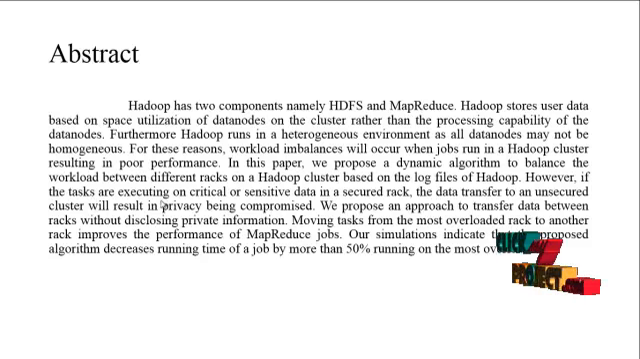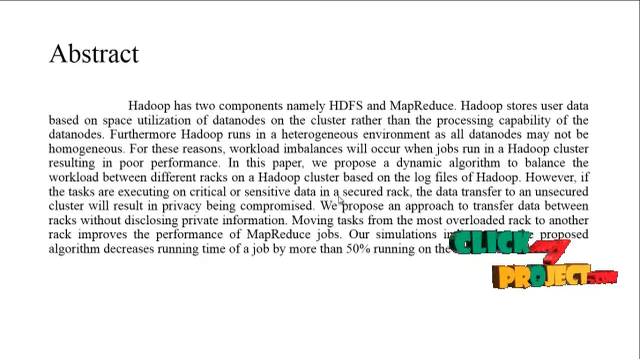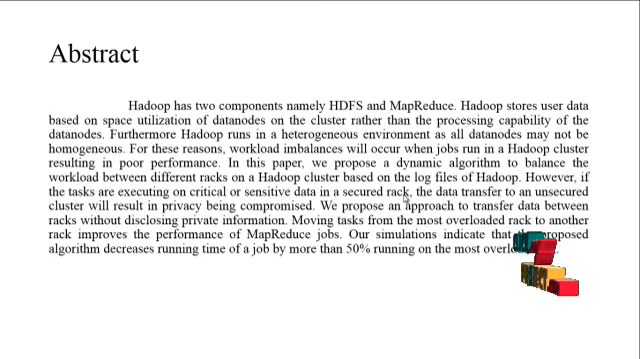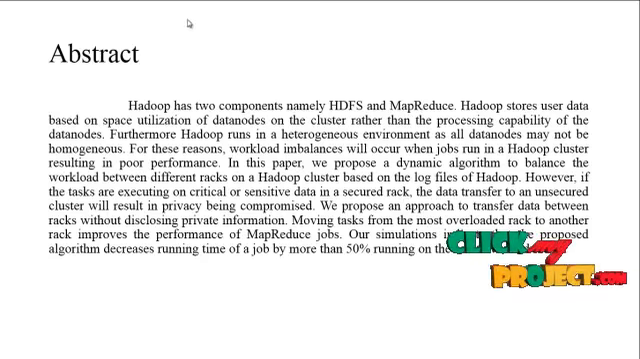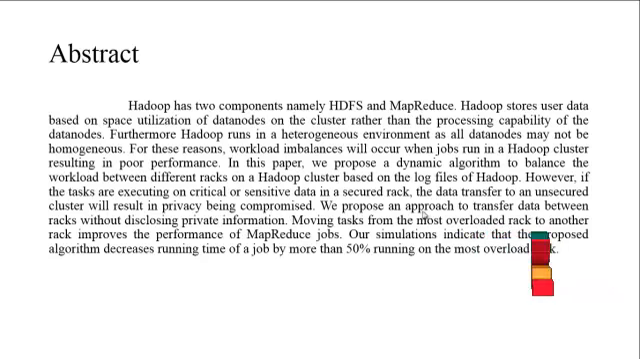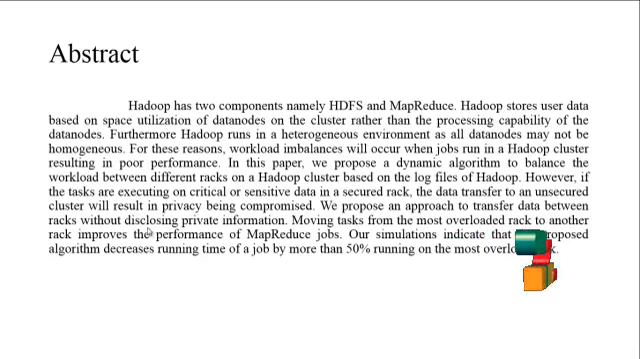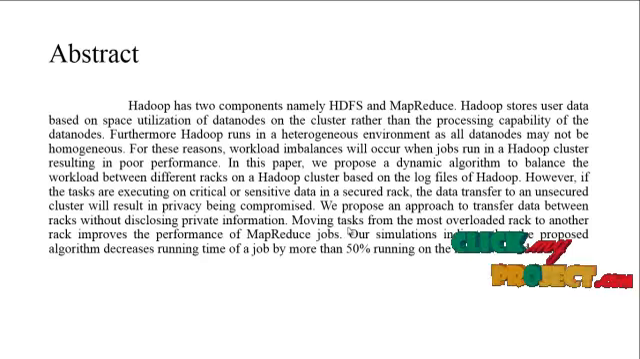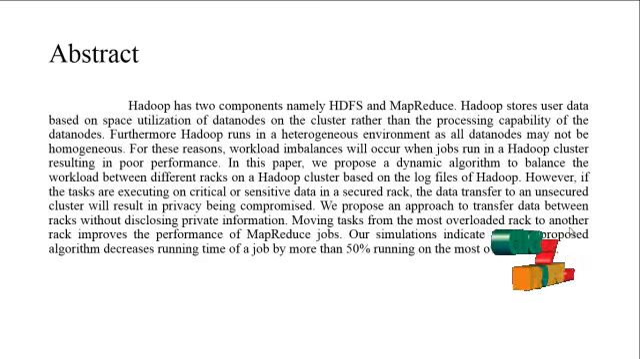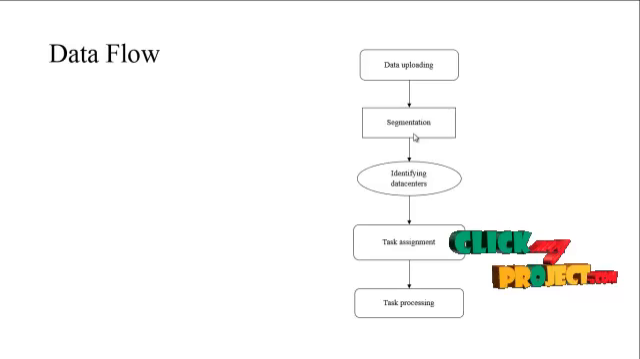However, if the tasks are executing on critical or sensitive data in a secured rack, the data transfer to an unsecured cluster will result in privacy being compromised. We propose an approach to transfer data between racks without disclosing private information. Moving tasks from the most overloaded rack to another rack improves the performance of MapReduce jobs. Our simulation indicates that the proposed algorithm decreases the running time of a job by more than 50% running on the most overloaded rack.